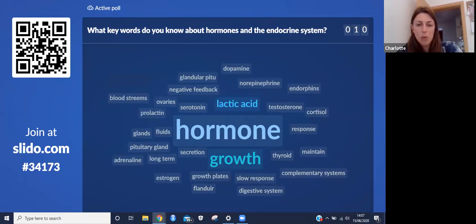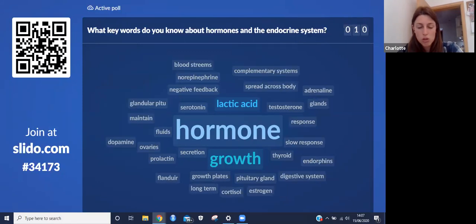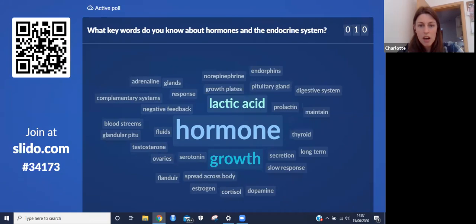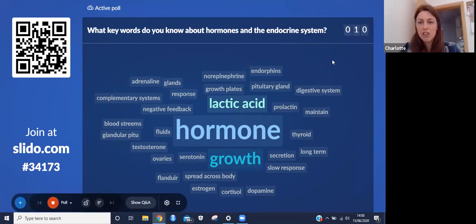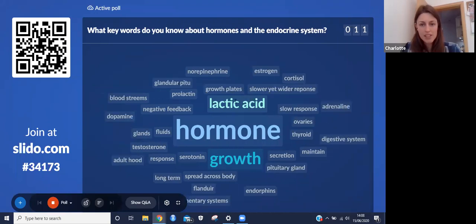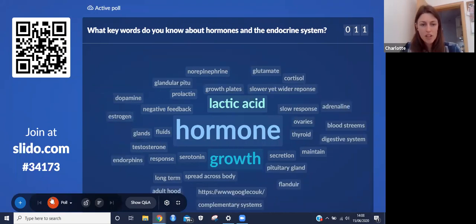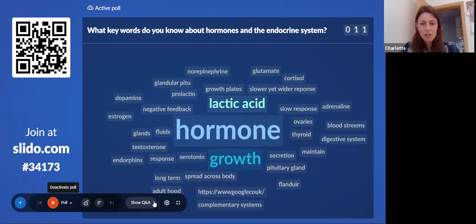Oh, more coming in now. Well done. Cortisol in there as well. Norepinephrine. Yes. Well done, whoever managed to spell that one correctly. I can never do that. Fantastic. Okay, amazing. So that's a really good summary of keywords there. Lactic acid in there a couple of times. Okay. I'm going to stop that one there.